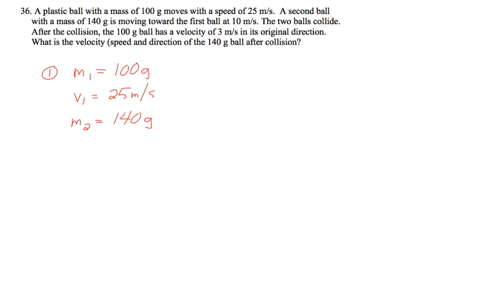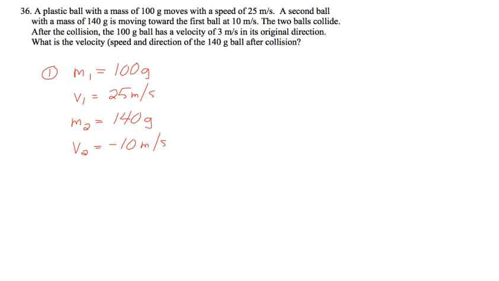So since it's moving towards the first, what should I write down for my v2? Negative 10 meters per second. And those that don't get this right, that's the mistake they're going to make: they're not going to have the negative. There's not really a lot of places you can mess up on this problem. But that's the mistake, people don't have that.